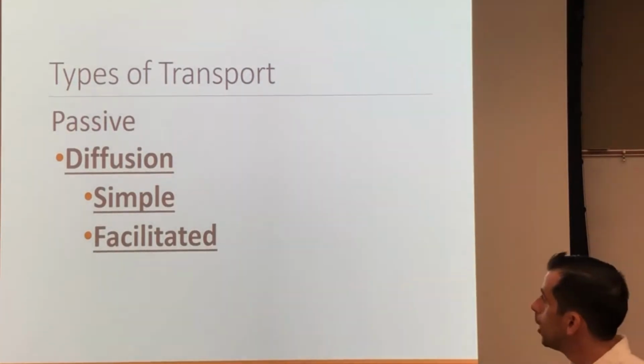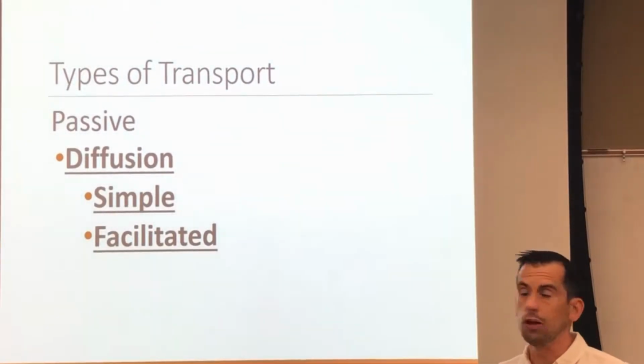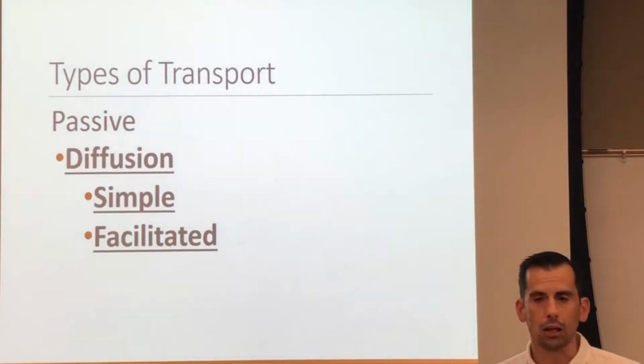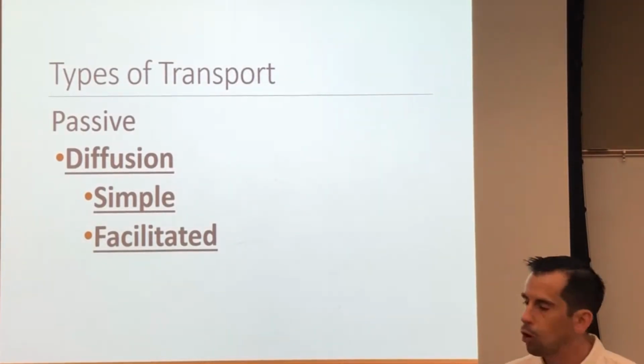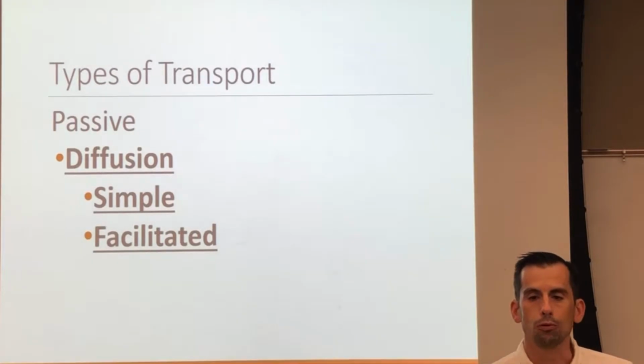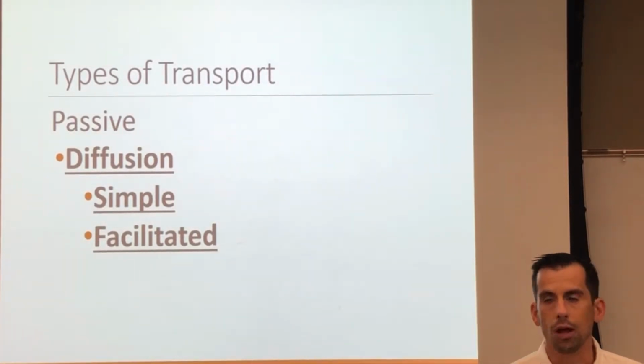There are two different types of diffusion that we'll get into: simple and facilitated. And for the most part, they share a lot of similarities. But there are certain instances where facilitated diffusion will be necessary, and there are other times when simple diffusion is going to be adequate enough or necessary.